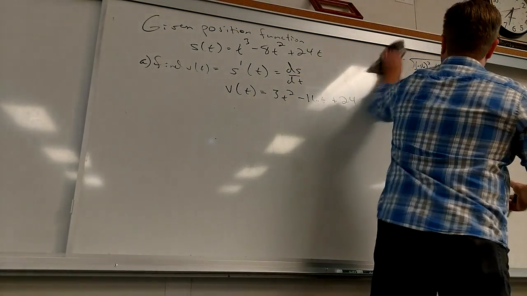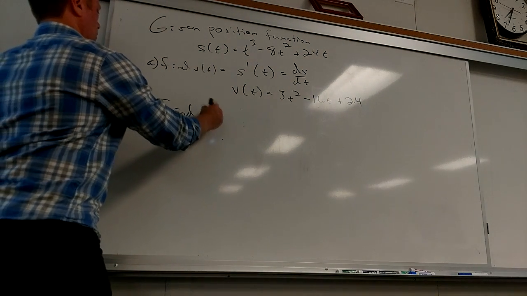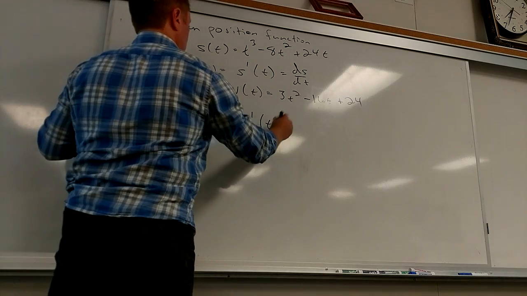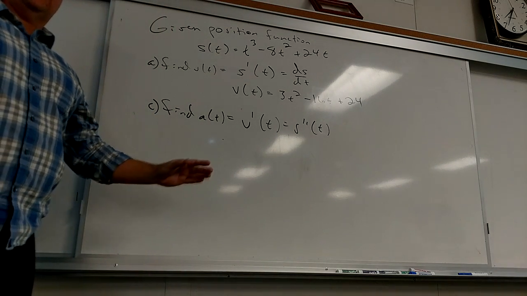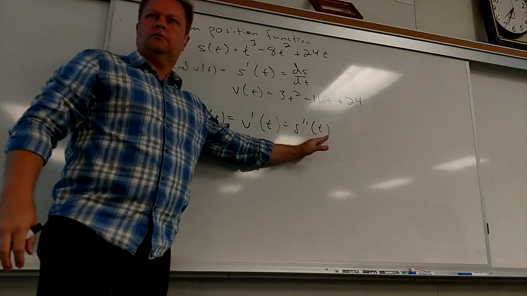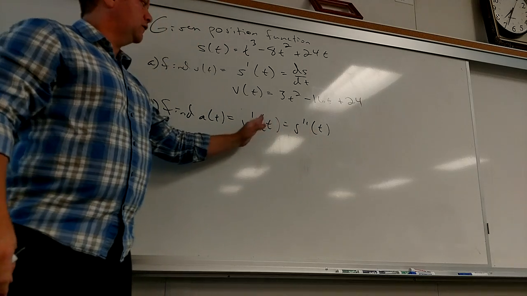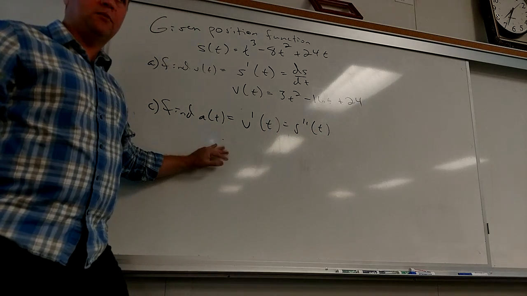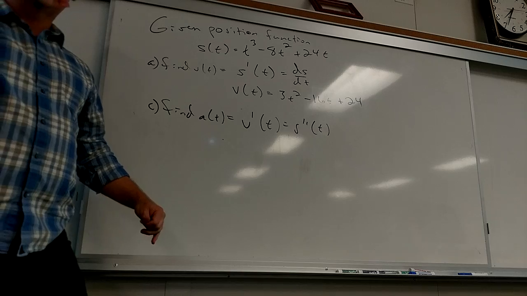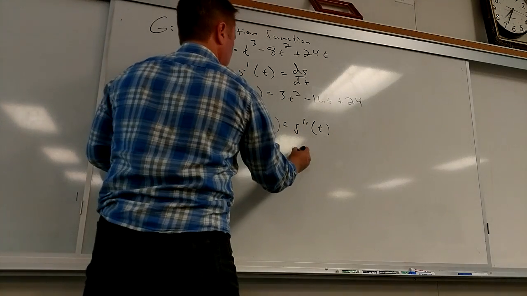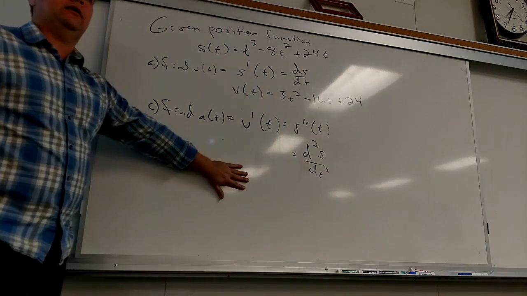So what if I ask you about acceleration? That's just going to be v prime, which is s double prime. That's kind of like the rankings of these formulas. The derivative of position is velocity. The second derivative of position, the first derivative of velocity, is acceleration. Because what's acceleration measure? How much velocity changes per time. In symbols, this would be d squared s dt squared. That's what a second derivative looks like in that notation.